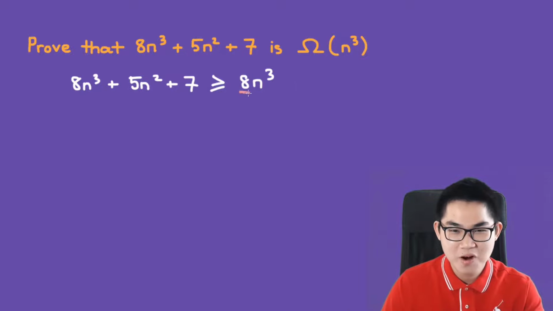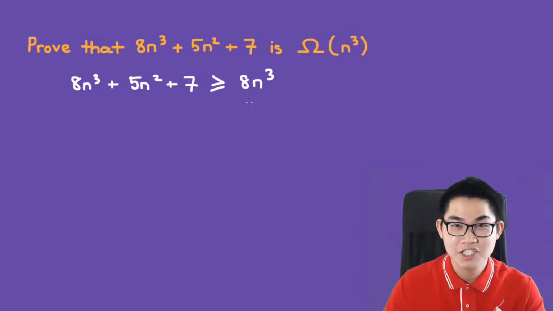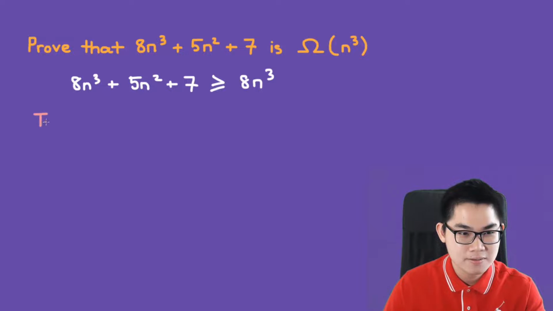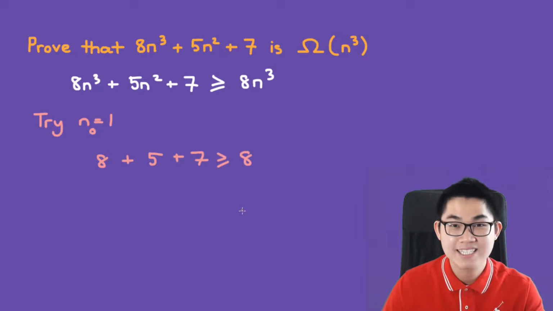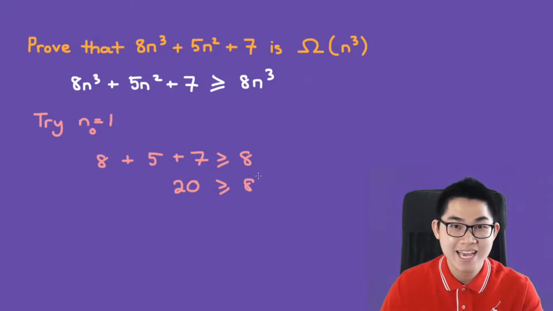This means that we already found our constant c. So there we go. We found our constant c, and the next step is to find the positive integer n0. So let's try n equal to 1 and see if this inequality is true. So we have n equals 1, so 8 times 1 to the power of 3 is 8 plus 5 plus 7. Is this greater than or equal to 8? And the answer is yes. So over here, you're going to have 20, and 20 is greater than or equal to 8.